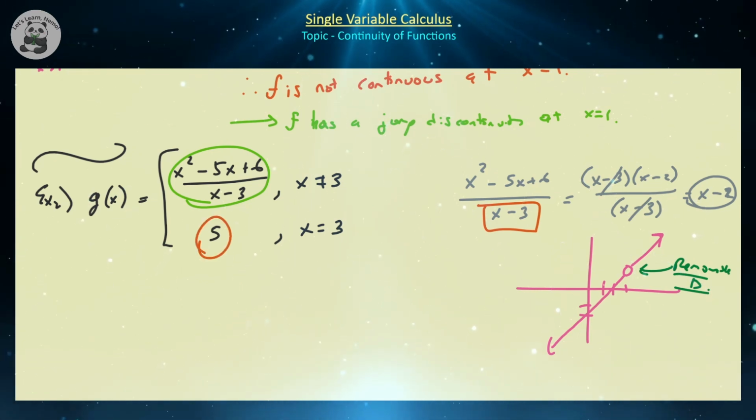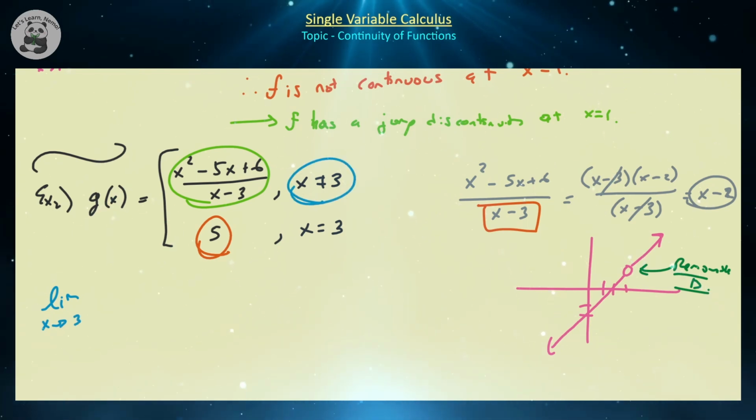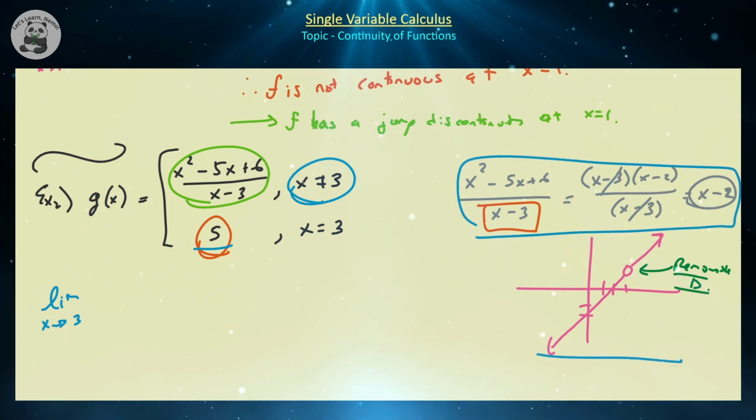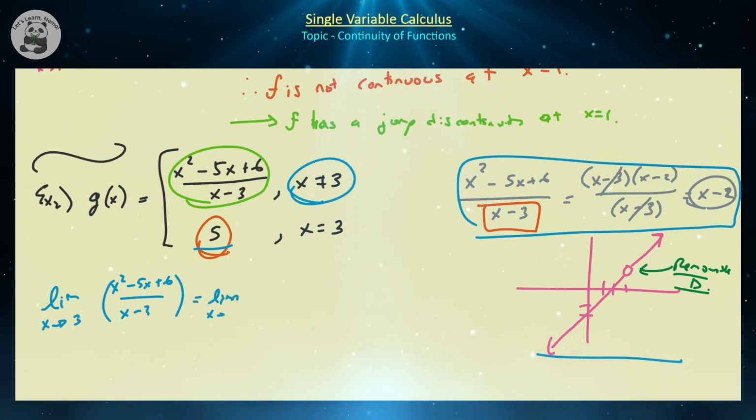So, does the value of 5 fill in that hole? That's the question we're going at here. We clearly see the limit as x approaches 3, because that's the point of interest. The first function's continuous everywhere except 3. The second function is continuous everywhere on the real line. We can clearly see from this algebraic manipulation and also this picture that the limit as x approaches 3 of x squared minus 5x plus 6 divided by x minus 3 is equal to the limit as x approaches 3 of x minus 2, which is the same as 3 minus 2, which is equal to 1.